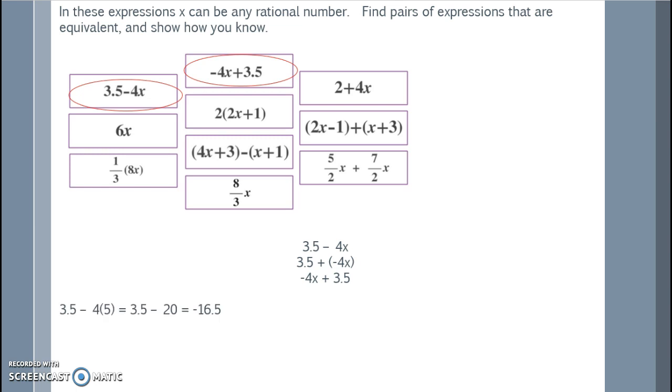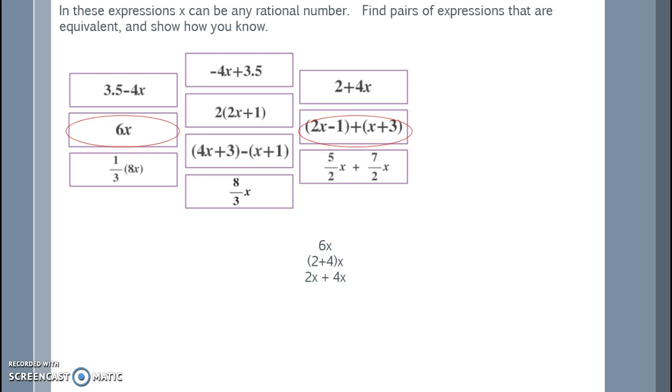And we can check by plugging in a number. So let's say I plug in 5 for x, so 3 5/10 minus 4 times 5 is 3 5/10 minus 20, which is negative 16 5/10. Similarly, negative 4 times 5 plus 3 5/10 gives us negative 20 plus 3 5/10, so negative 16 5/10. So they are equivalent. Let's try 6x and 2x minus 1 plus x plus 3.